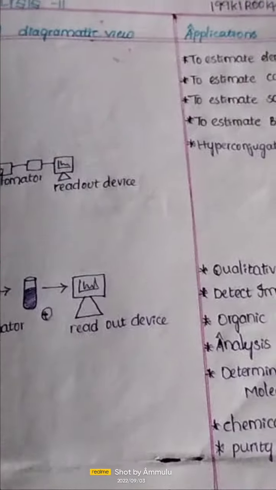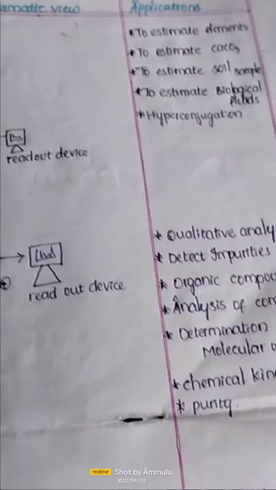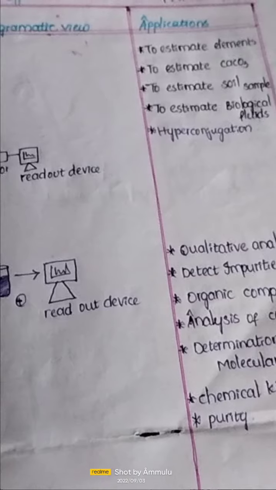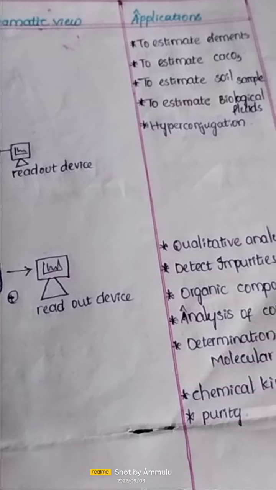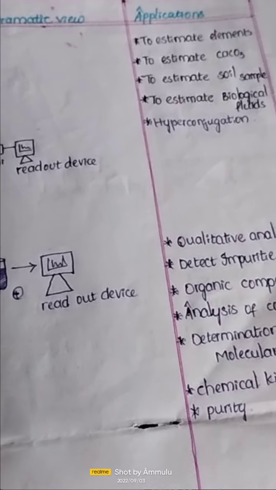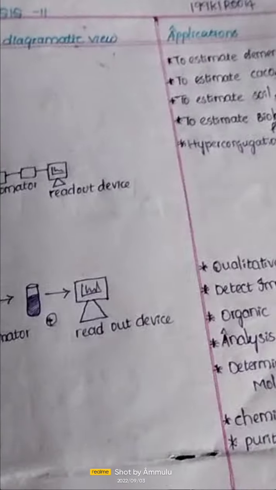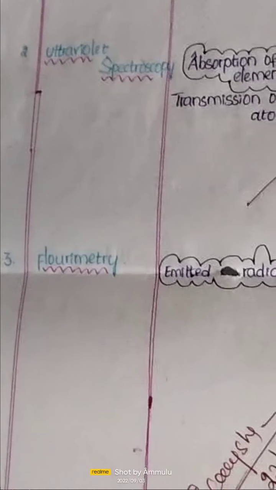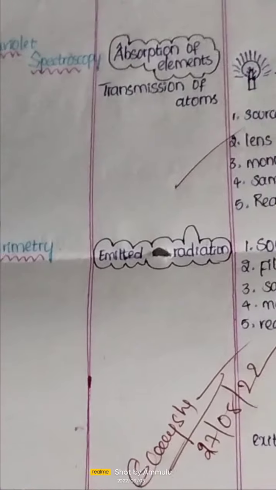And when we move to the applications, this atomic absorption spectroscopy is used to estimate the elements and calcium carbonates, and also to estimate the soil samples and some biological products. Okay, and then second one is ultraviolet spectroscopy.